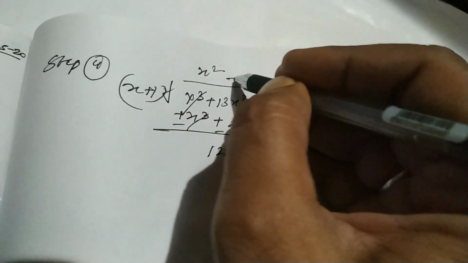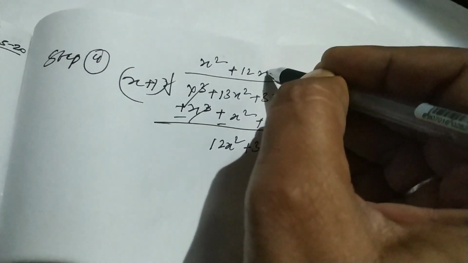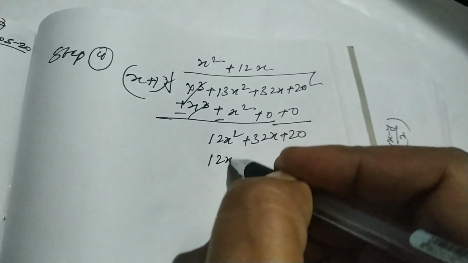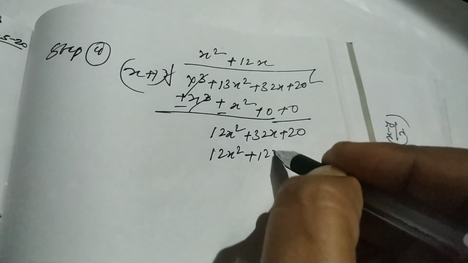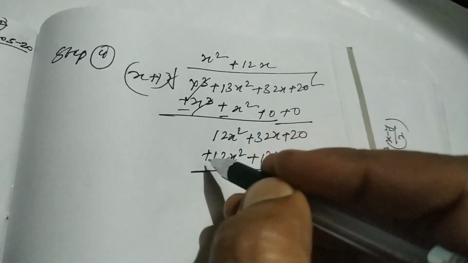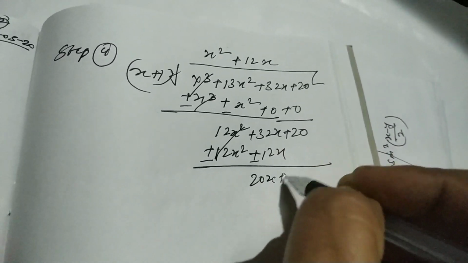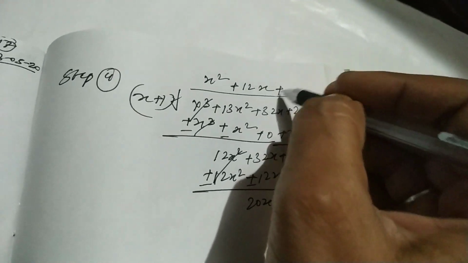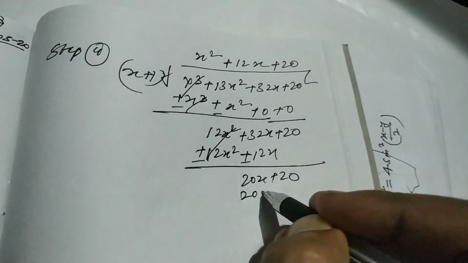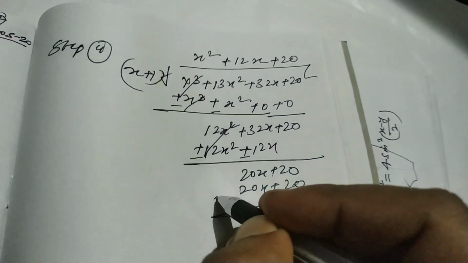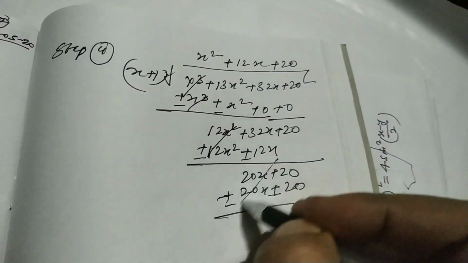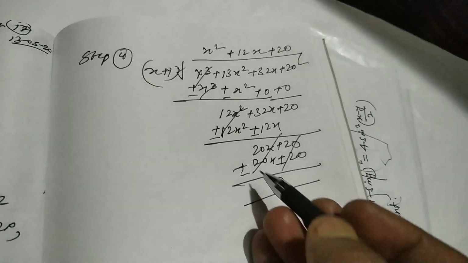Now plus 12x: 12x square plus 12x. Again subtract, and this gives 20x plus 20. Then 20x plus 20 subtracted from 20x plus 20 cancels out, and the remainder is equal to 0. That is the step.